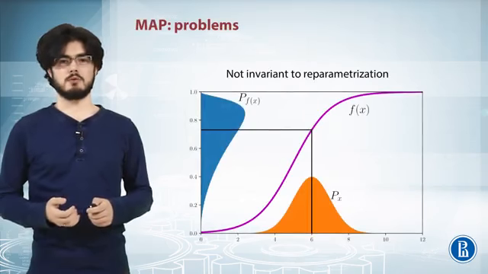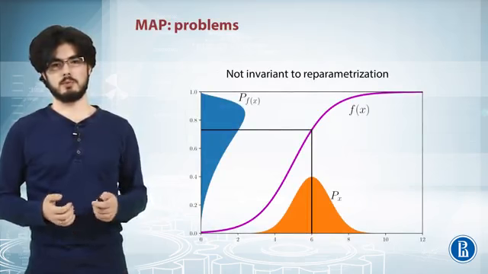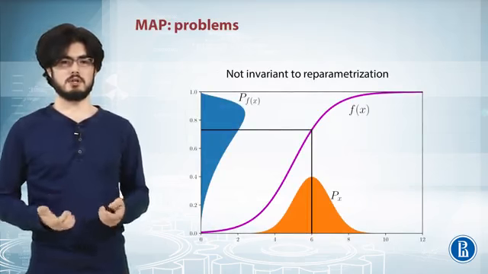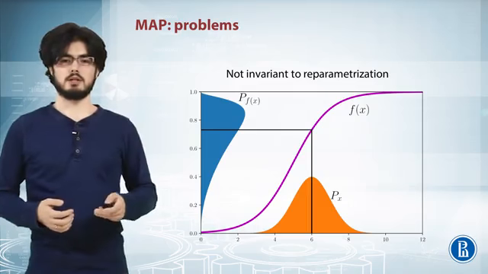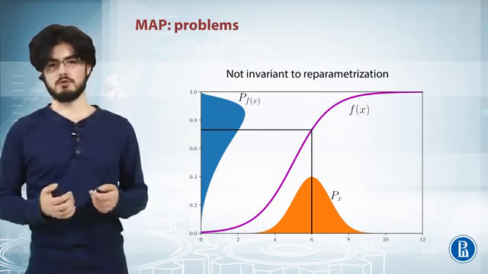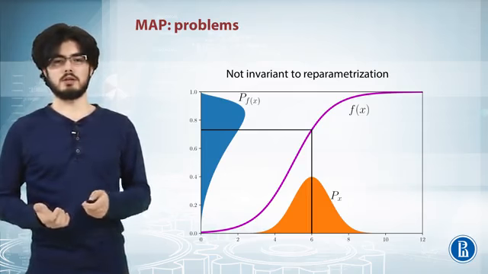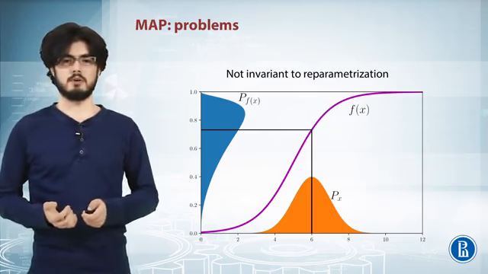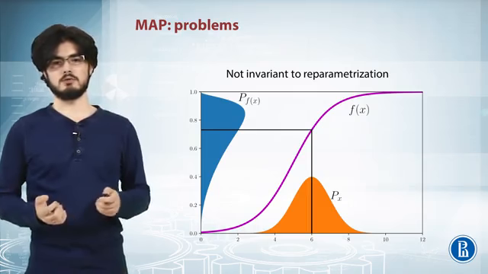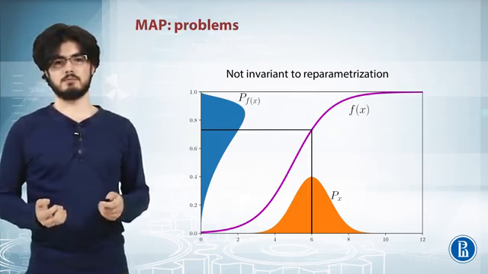However, maximum a posteriori estimation has a lot of problems. And the major one is that it is not invariant to reparameterization. If, for example, you had a Gaussian distribution, and then you apply the sigmoid function to the random variable, you will get a blue distribution. Note that the position of the maximum changed. And this is a really big problem.